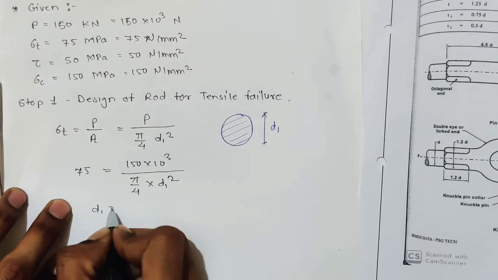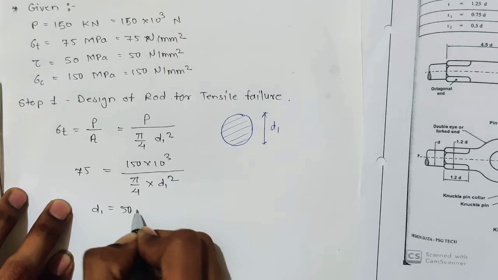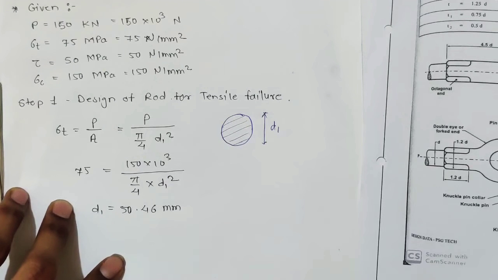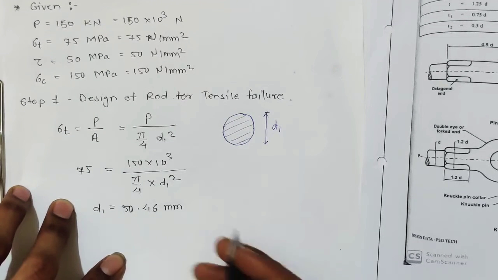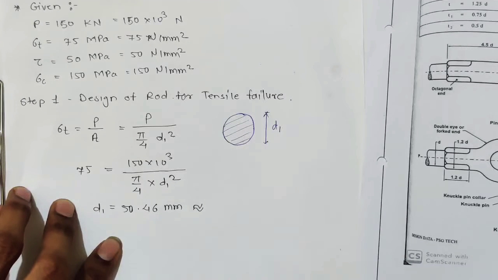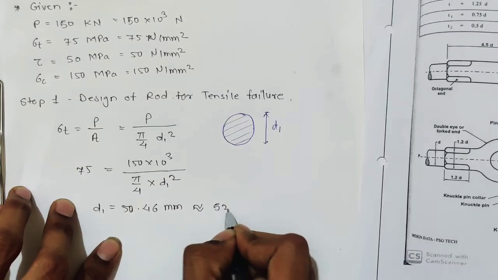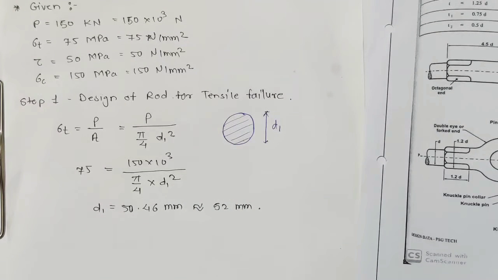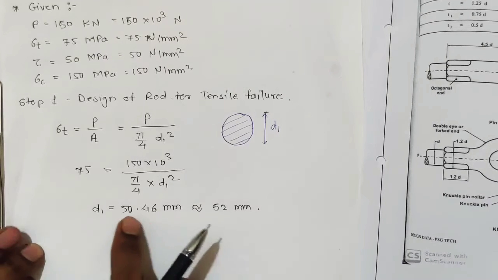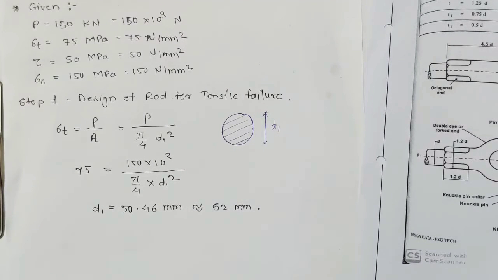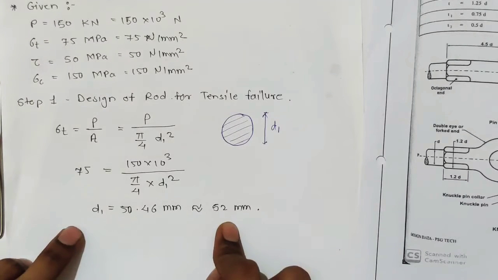You will get d1 equal to 50.46 mm. Take the next even diameter. So it is the next even, so not 51, just round it off. Next even diameter 52 mm. It is ergonomics and aesthetic design. So for 50.46 take 52 mm, the next even diameter. So we got d1.